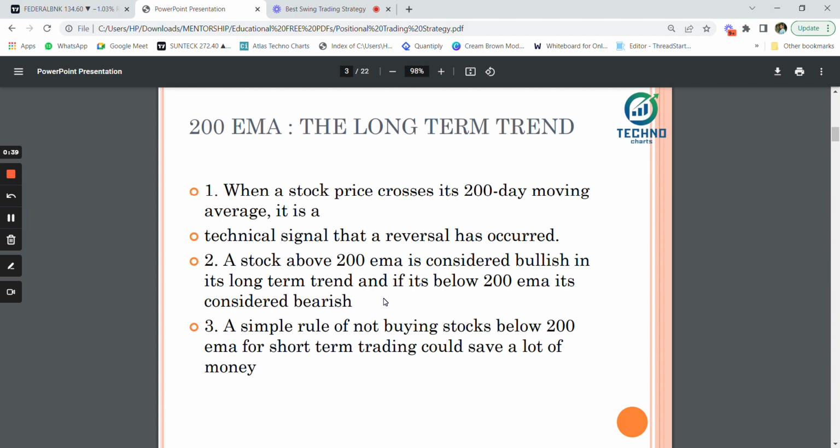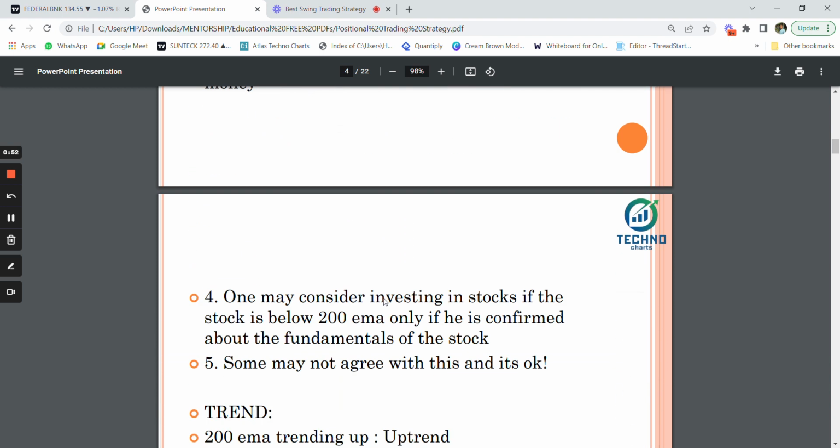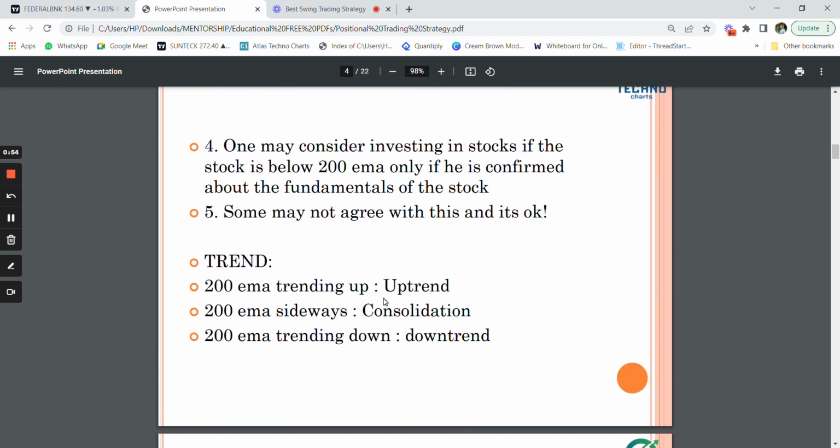A simple rule of not buying any stocks below the 200 EMA for short-term trading could save a lot of money for most people. You only go long if the stock is above the 200 EMA, and you only go short if the stock is below the 200 EMA. Some people may not agree with this kind of trading, and that is absolutely okay. This is just a trading strategy that I generally prefer to use to understand the trend.